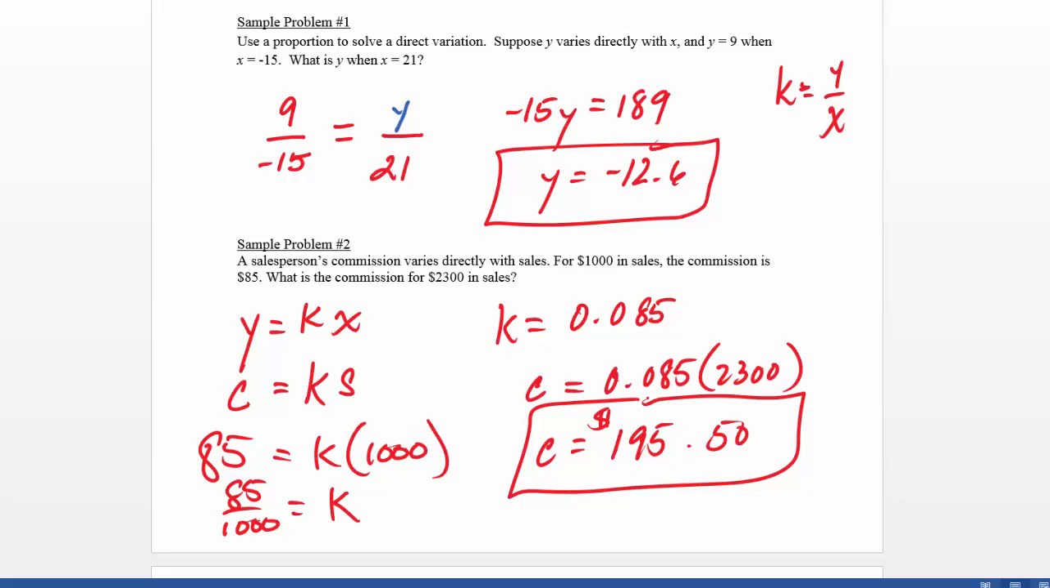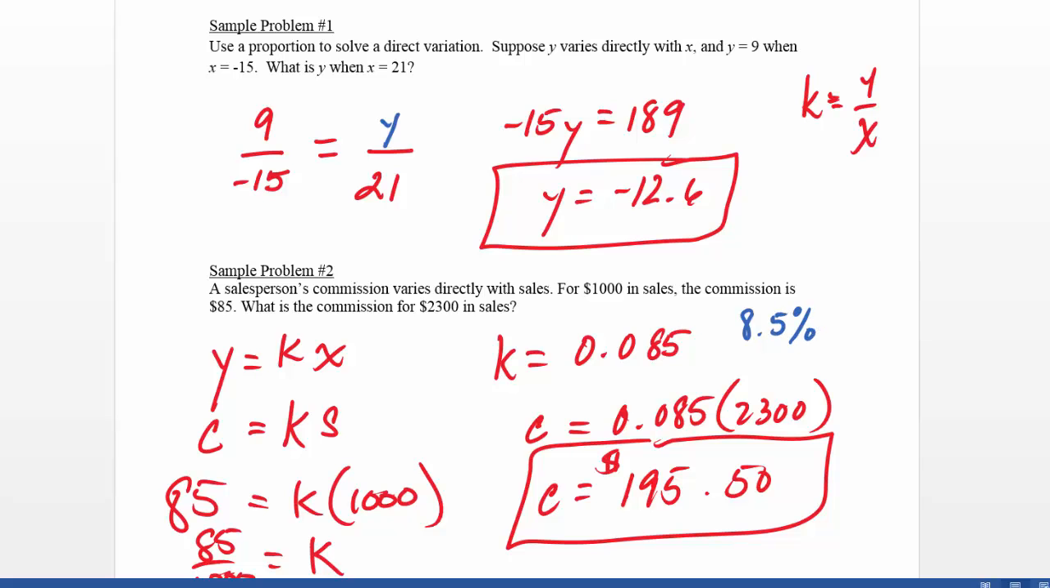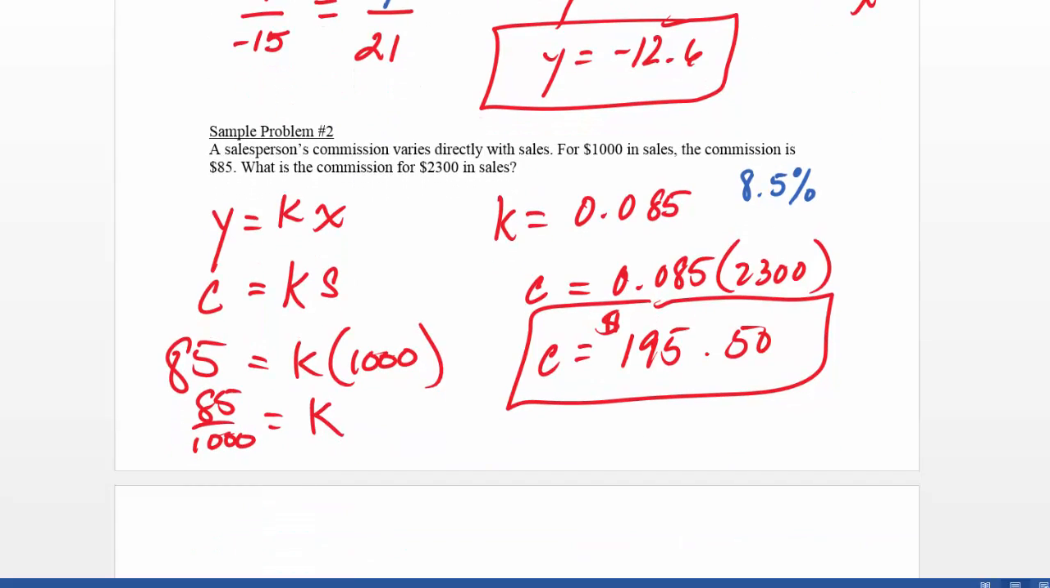Now, what we've done here with our k, this ratio of $85 per $1,000 in sales, is our ratio. That k actually represents a commission rate, a constant rate or a constant of variation. And so we could say that basically this is an 8.5% commission rate on every sale that they actually make in this particular problem.